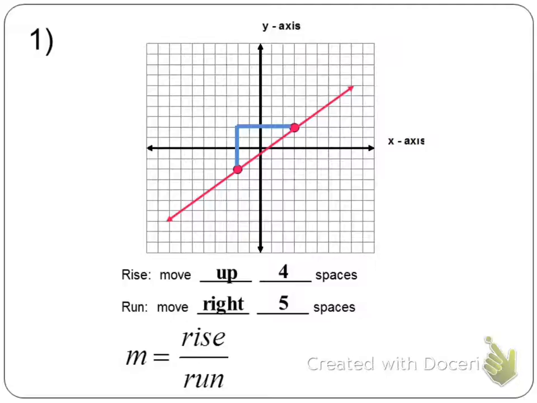It's not a trick question. What's our rise if we went up 4? It's 4, positive 4. What's our run if we went right 5? Positive 5. So our slope here is 4 over 5. What that means is every time you go up 4, you go right 5. Up 4, right 5, up 4, right 5. That is what slope means.